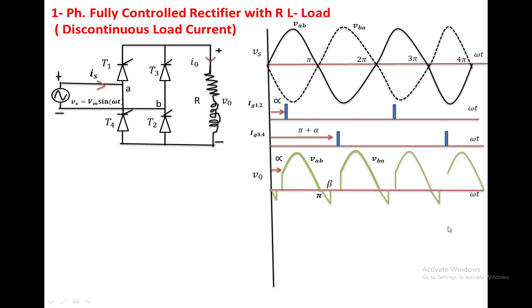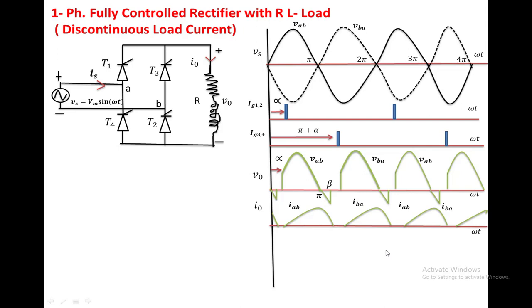The same circuit operation follows. If you see the current waveform, at this point the current is 0, slowly increases to the maximum value and comes to 0 at angle beta. Again from beta to pi plus alpha, the load current is 0 because no device is conducting in the circuit. This is the IAB, this is the IBA current. It starts at this point and ends at this point. Again in this interval no device is conducting, so the load current is 0. This is the load current waveform.